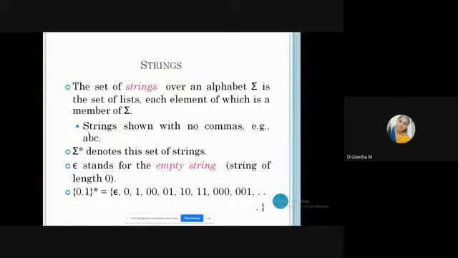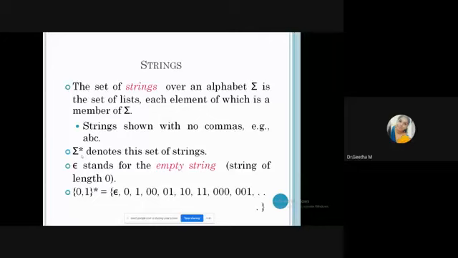And another important point here, sigma closure, the second point. This is called sigma star, or sigma closure, and it denotes the set of strings. It may contain only one string or any number of strings, as I already told you. So any number of strings can be given by sigma closure.